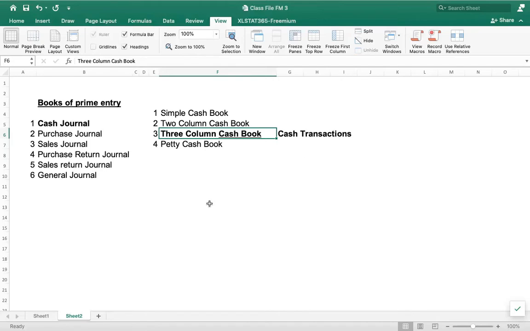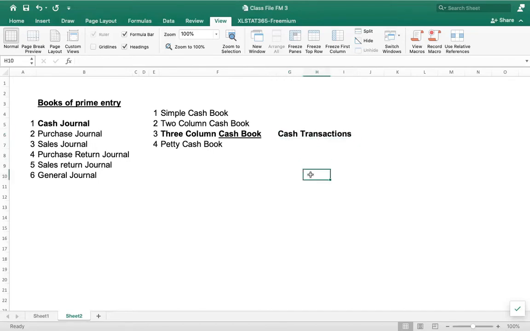Got it? So the overall conclusion is what? In cash book, we are going to record only cash and banking transactions. No other transaction, right? Cash and banking transactions.